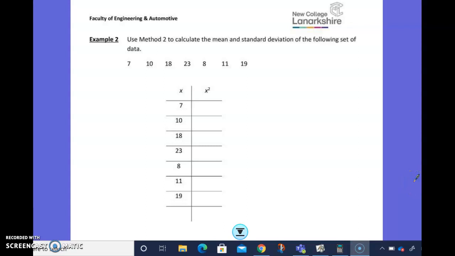We're going to have a look at the second formula for standard deviation then. We're still going to do a table, but the table's going to be a lot simpler. All we're going to look at in our table is what x is and what x squared is. So x is, again, just your numbers in your list, say 7, 10, 18, 23, 8, 11, 19. So they go down to your x. X squared, we just square them.